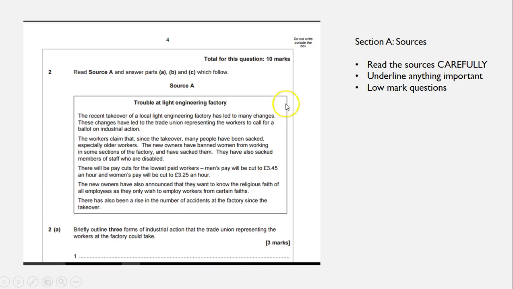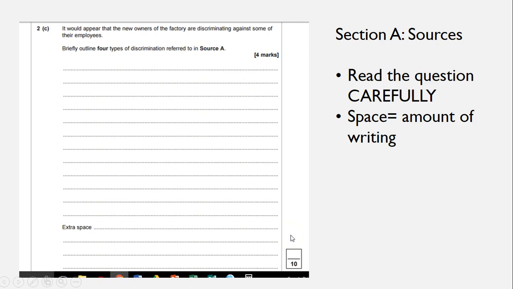Then there'll be questions worth 10 marks, which is the other half of the 20 in section A, and it's usually low marks, 3 marks, 2 marks, 1 mark answers. Also there might be a slightly longer one, a 4 mark answer. You can see here how much space they've given you. You do not need to be writing lots and lots. Make sure you read the question carefully.